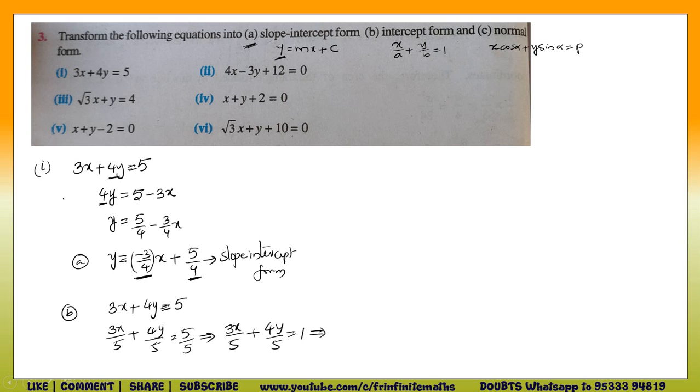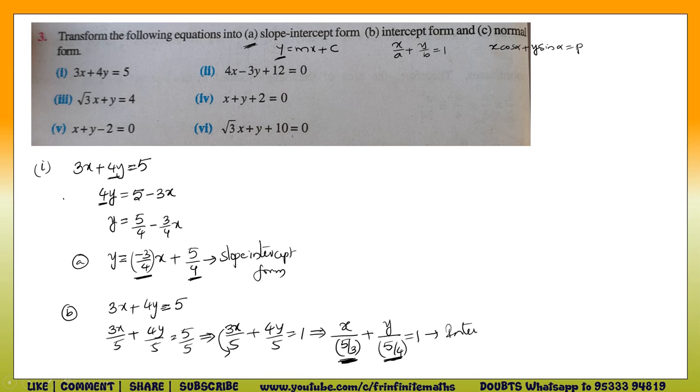For that, I can write x by 5 by 3, so this 3 I can bring to the denominator's denominator. So this becomes x by 5 by 3 plus y by 5 by 4 is equal to 1. If you observe clearly, this is in the form of x by a plus y by b is equal to 1. This 5 by 3 is the x intercept, and this 5 by 4 I call the y intercept. So this is intercept form.